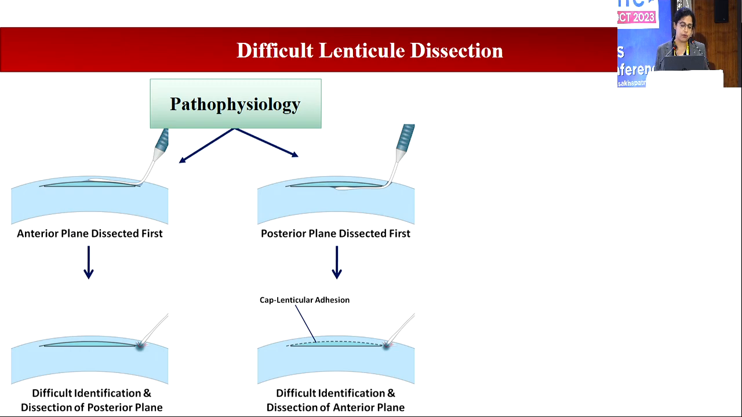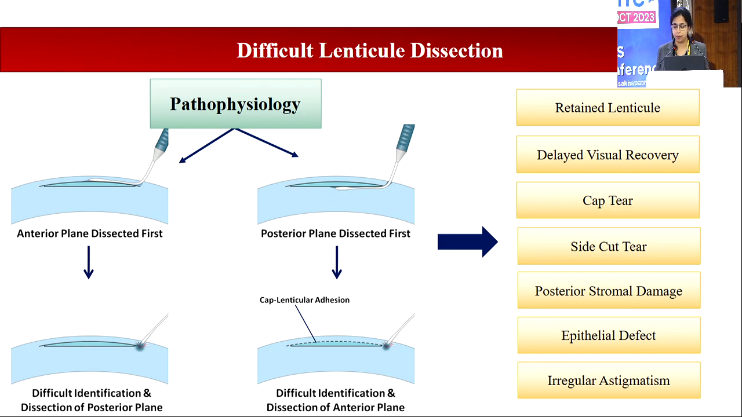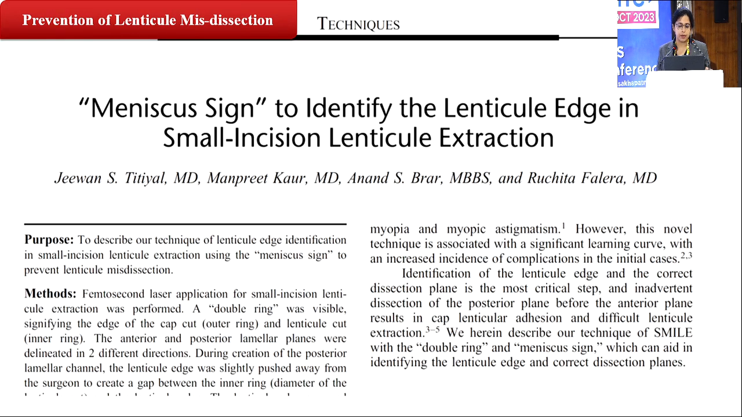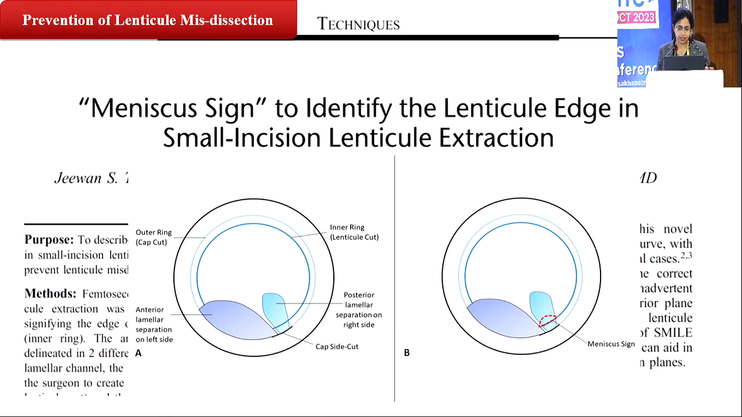Then you have, when you dissect the posterior plane first, you end up with a cap lenticular adhesion, and it can lead to a host of complications such as retained lenticule, cap tears, side cut tears, stromal damage, epithelial defect, irregular astigmatism. So the meniscus sign has been identified to prevent lenticule misdissection and identify the lenticule edge.